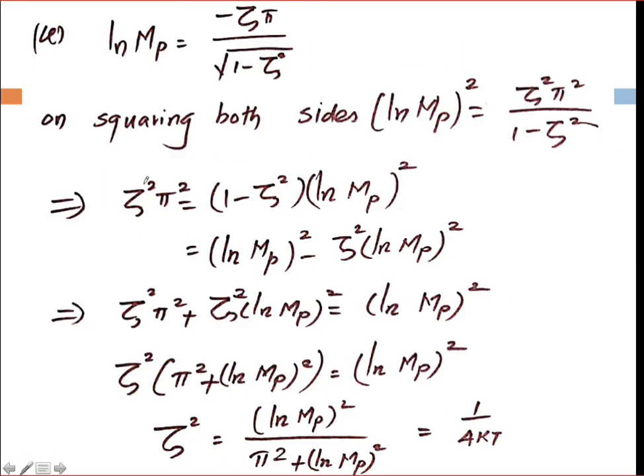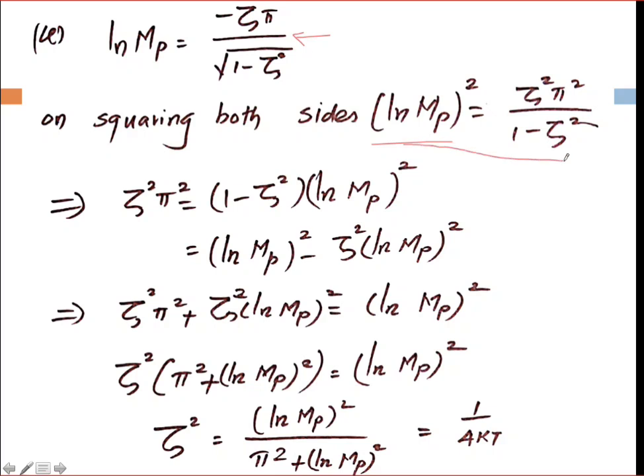Next step is we have to square both sides. When you are taking square on both sides, you will get (ln Mp) square is equal to zeta square pi square divided by 1 minus zeta square. We have taken square to remove the square root in this equation. If you want to remove the square root, we have to take the square. So when you are squaring on both sides, you will get this equation.